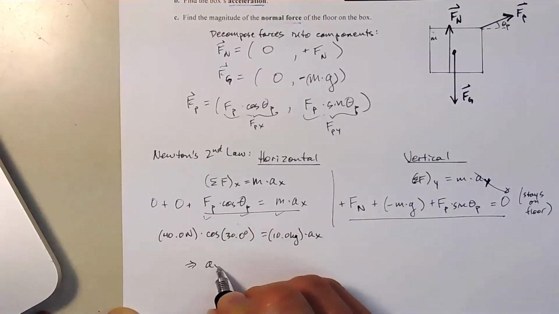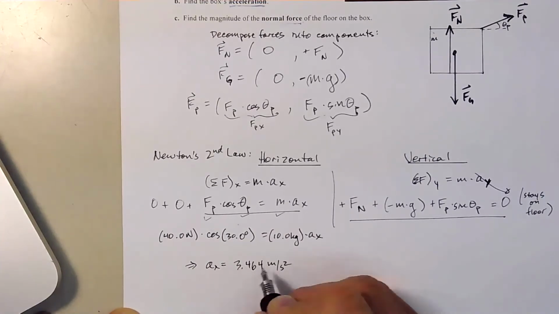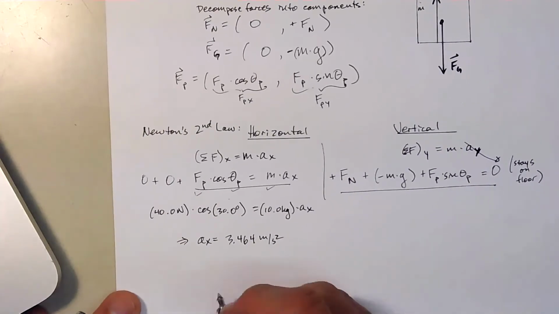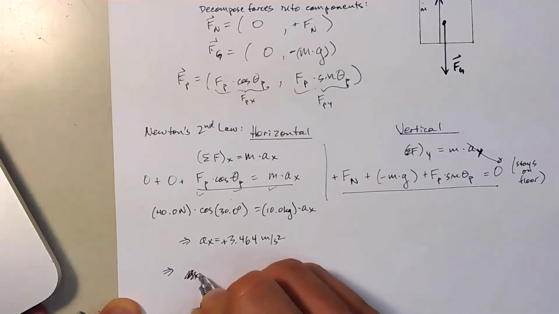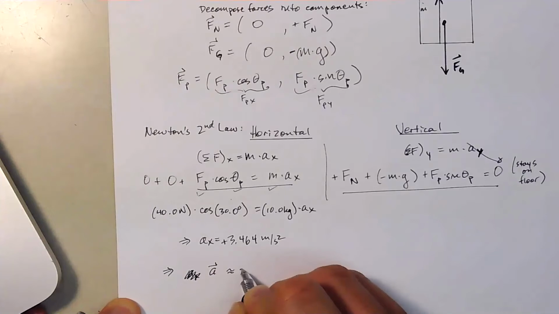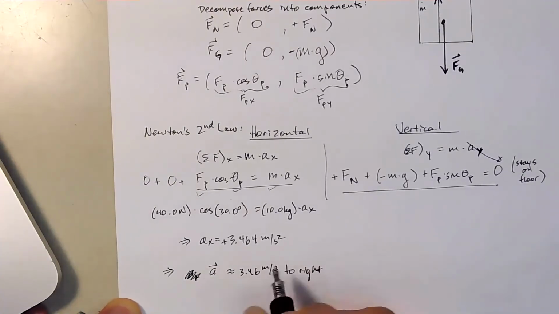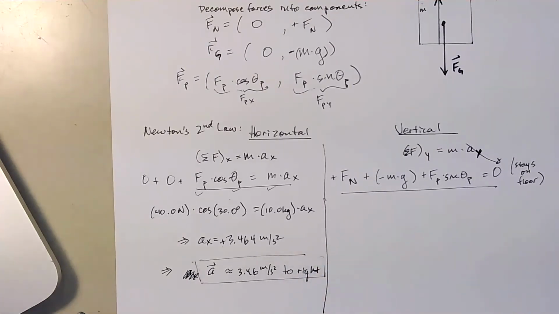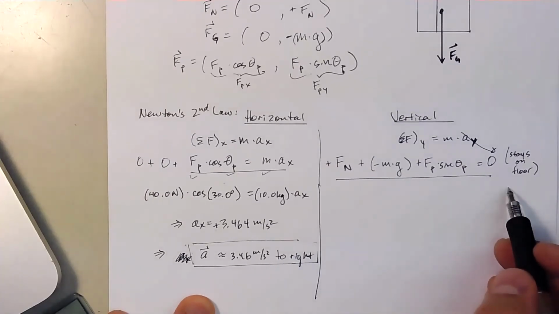And then I get that the acceleration x component is 3.464 meters per second squared. Now that's an extra sig fig for now, just in case we needed it for anything, but I don't think we do. It looks like it's positive, so the x component of the acceleration, let's say that the acceleration vector is approximately 3.46 to the right. X component is positive, so therefore the direction of the whole vector is to the right. There's no vertical component, right? A sub y is 0. All right, so that's part B.